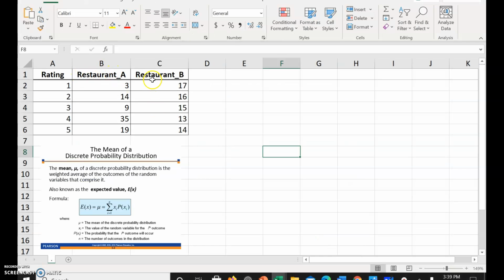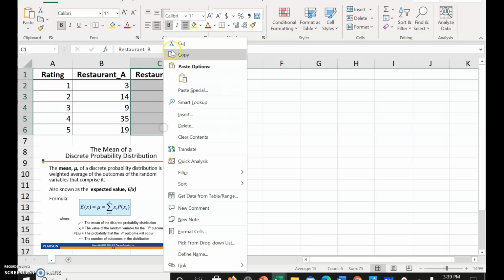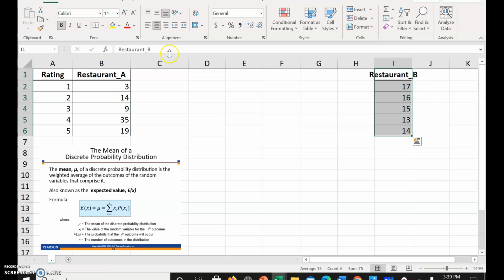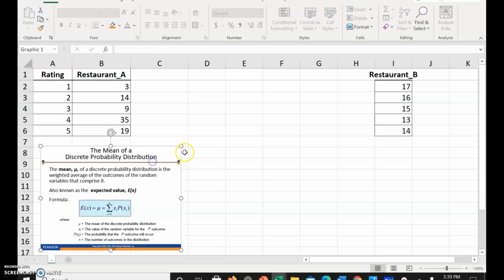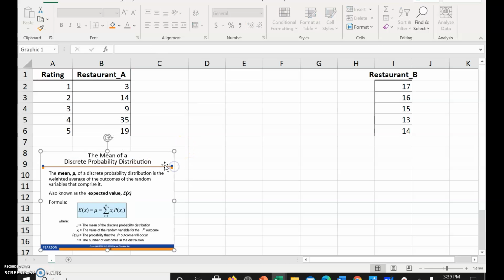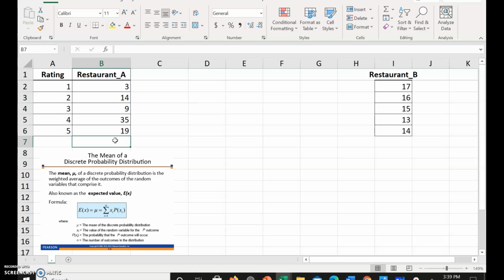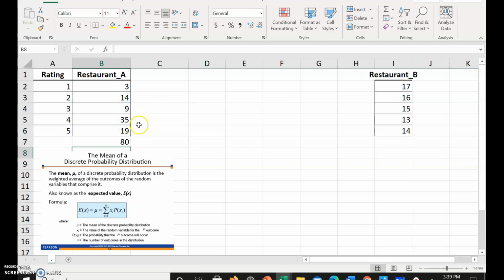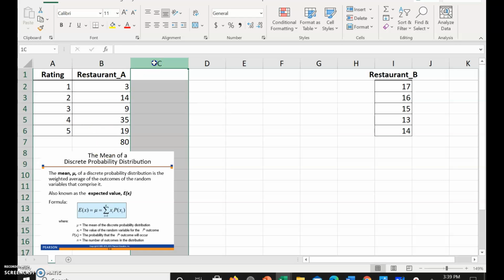So let's start with restaurant A, and let's just move restaurant B over here out of the way. Okay, so the rating is going to be X, and we have to get P of X. P is the probability. Remember, I said that the probability is basically the relative frequency. So we need to sum all of our frequencies up. And you can do this on notebook paper. I'm just doing it in Excel, but anything that I do, you could do on paper and use your calculator.